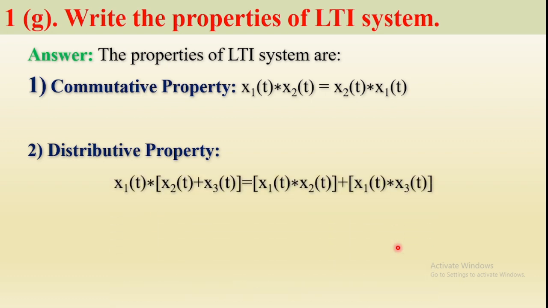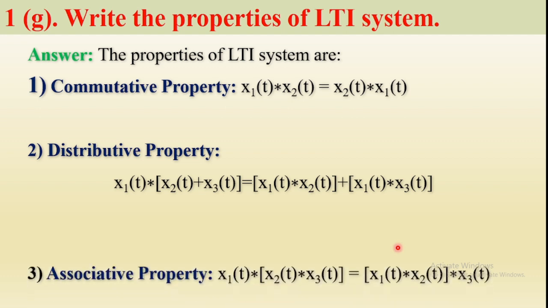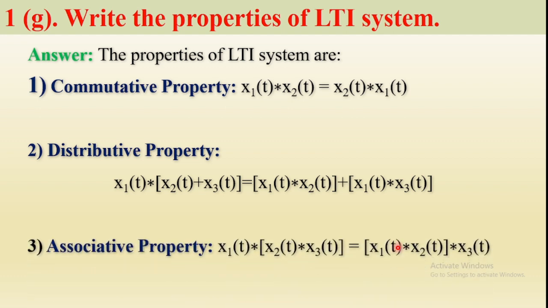If x1 of t, x2 of t and x3 of t are any signals, the distributive property states that x1 of t into x2 of t plus x3 of t is equal to x1 of t into x2 of t plus x1 of t into x3 of t. So this is the distributive property. Next, third property is associative property. That is x1 of t into x2 of t into x3 of t is equal to x1 of t into x2 of t into x3 of t. So these are the properties of the linear time invariant system.